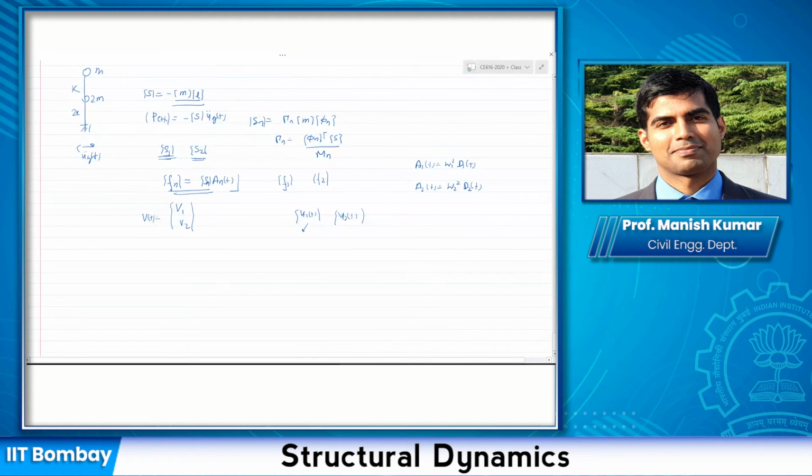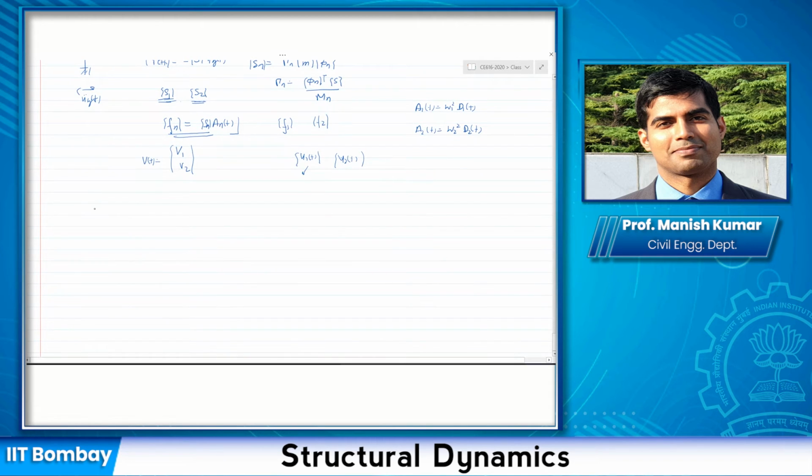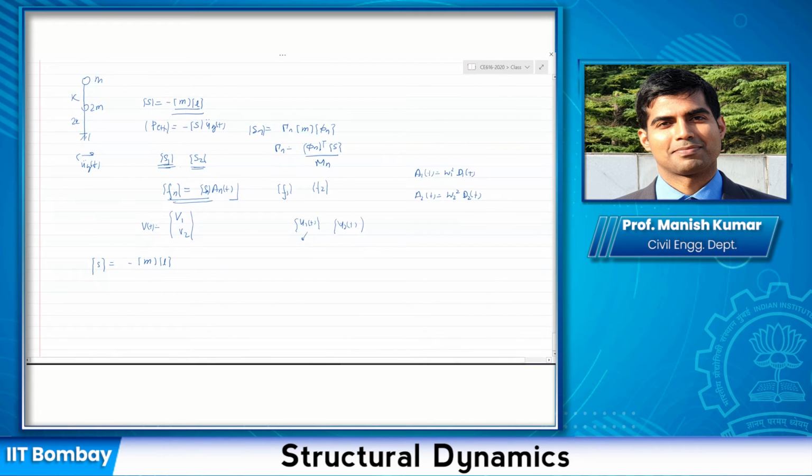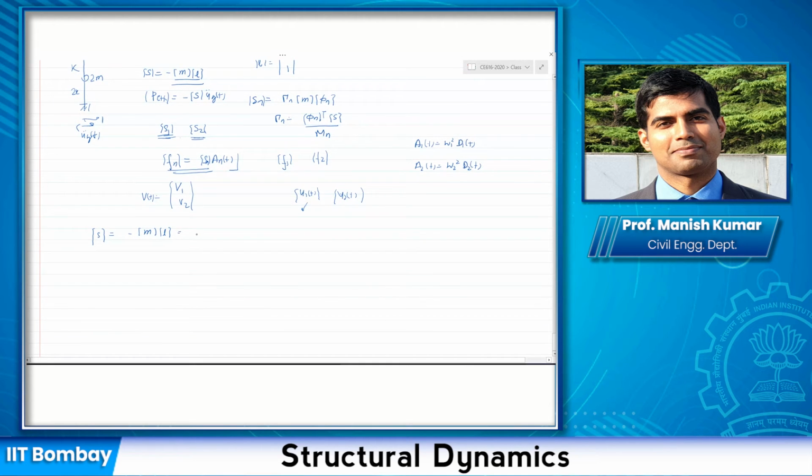Okay, let us try to get the answer. So my S vector is nothing but mass times L vector. Now, what would be the influence vector here? If you apply a unit ground displacement in each degree of freedom, the displacement is 1, 1. So the influence vector would be 1 here. So effectively what you have here is [2m 0; 0 m] times [1; 1], which is basically [2m; m].